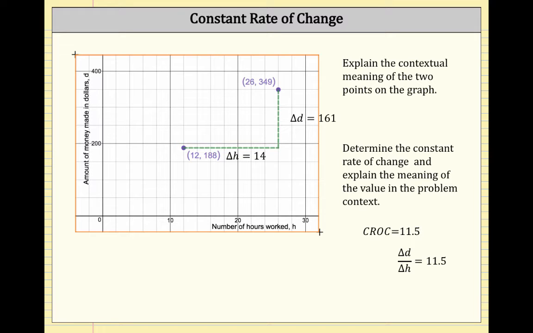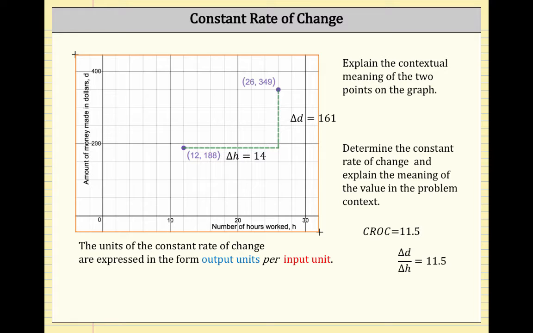Perhaps it's more helpful to see it from a ratio perspective. So the change in D, which represents the change in the amount of money made in dollars, divided by the change in H, which represents the change in the number of hours worked, is equal to 11.5. So the units of constant rate of change are expressed in the form of output units per input unit. And the word per, often in math, will mean a division statement. So looking at this ratio perspective may help us understand why we define the units the way we're about to.